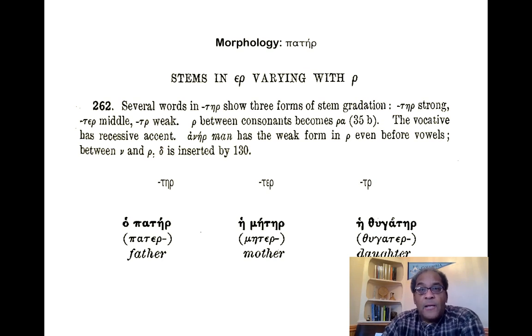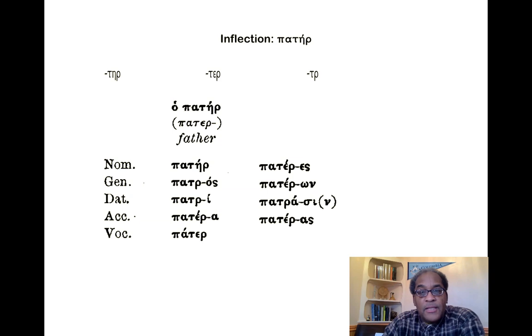So I thought we'd look at pater because it's a very specific type of third declension noun, stems in epsilon rho varying with rho. So Smyth 262: several words in ter show three forms of stem gradation: ter, strong; ter, middle; and tra, weak. Okay, ra between consonants becomes rho alpha, and we'll see that in the dative plural. The vocative has a recessive accent. So this threefold stem, ter, tra, is found in ho pater, he mater, and he thugater, and thus we have for pater the declension as such.